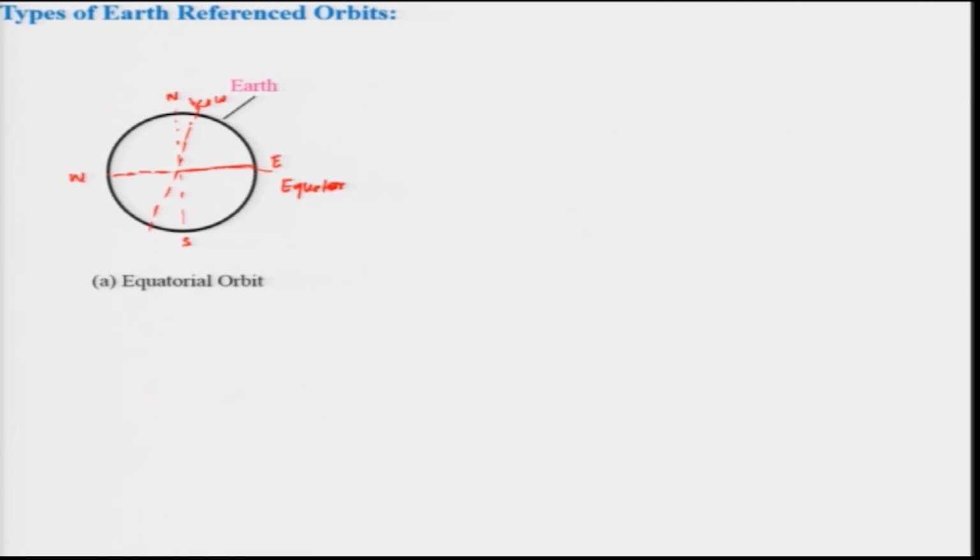Keep in mind that the earth always moves from west to east, that is the way it will be moving. So, if an orbit is around the equator and the satellite is moving along the direction of the earth, as the earth is moving from west to east, then we call it an equatorial orbit. Keep in mind that this is used for looking at weather conditions and for communication in the equatorial region, and it cannot really see the polar regions, the north pole and south pole.